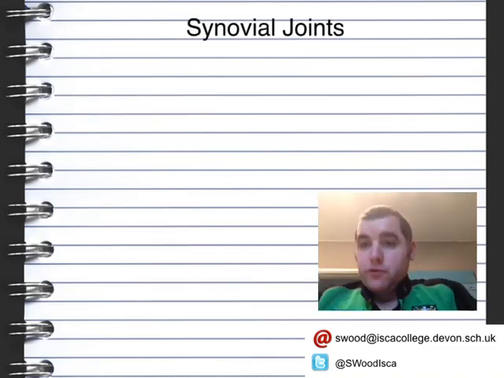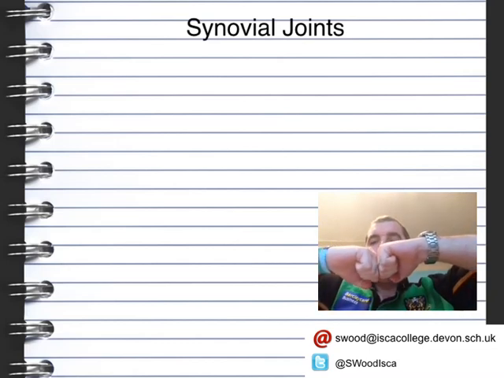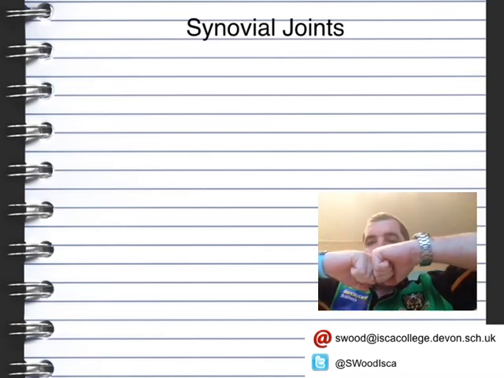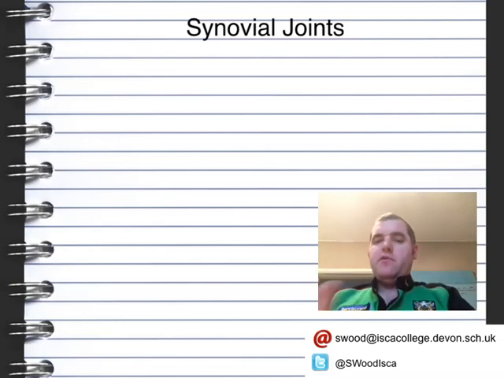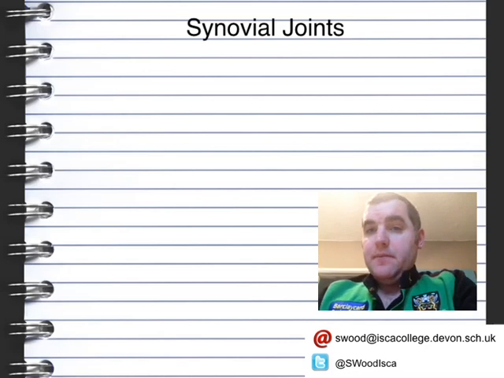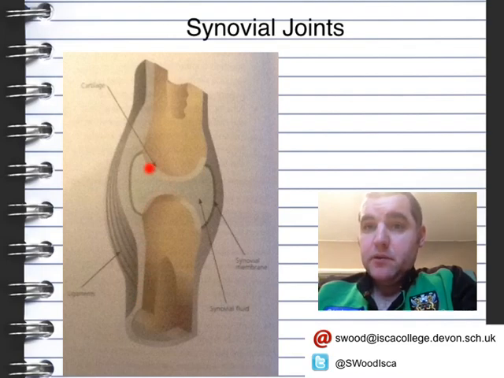A synovial joint is where two bones meet. Now what happens when the two bones come together is they're not fixed together and touching. There is a slight gap between the two joints. So let's have a look at one. Now we can see on here we've got bone 1 here and bone 2.